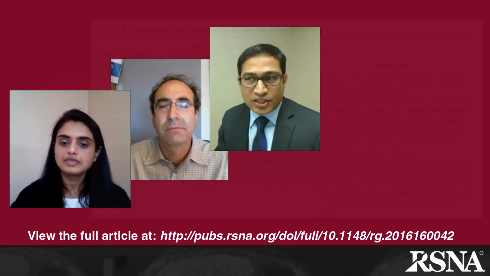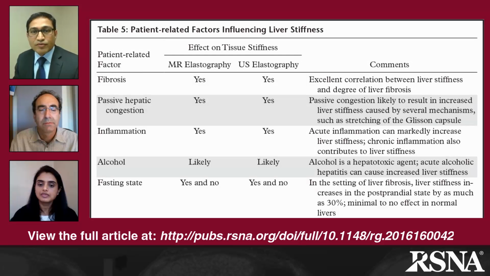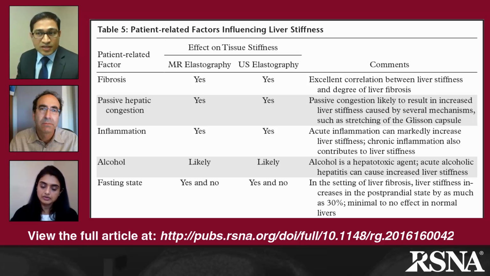Let's go to table 5, where we have highlighted some of the patient conditions which can cause changes in liver stiffness. Liver fibrosis is the first one, which is indeed the one which has the most effect on liver stiffness. This causes increased stiffness, which is detected by both ultrasound and MR elastography techniques. It is the reason why these elastography techniques are so successful and have been applied clinically.